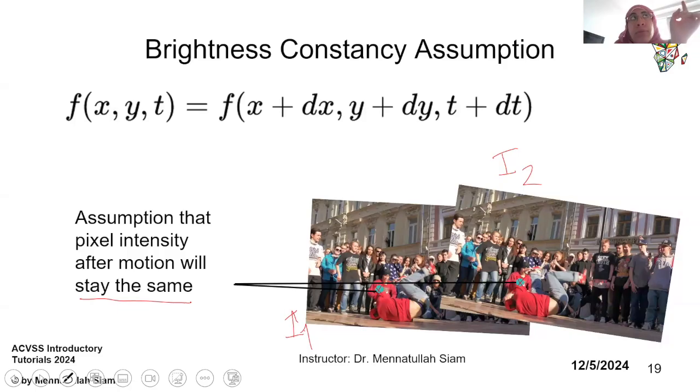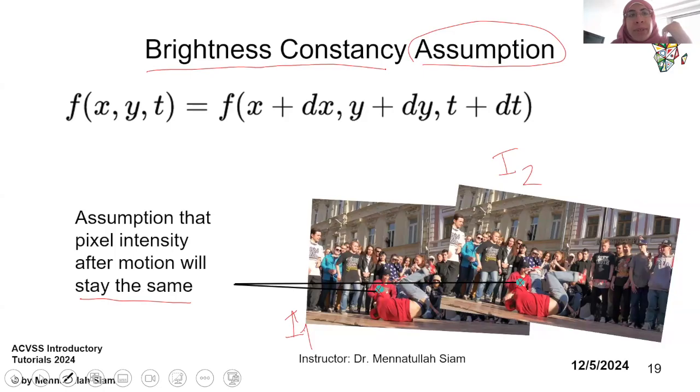This is violated by a lot of other things. For example, if you put a flashlight on during the video, you just change the brightness, right? There are some failures for optical flow, but up to an extent, we're trying to simplify things, so we'll put this assumption. That's why it's called an assumption, that the brightness is constant.